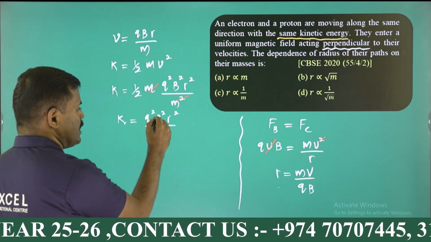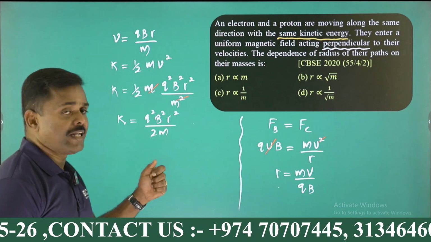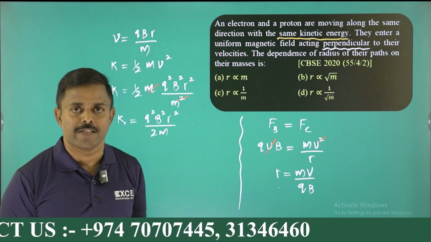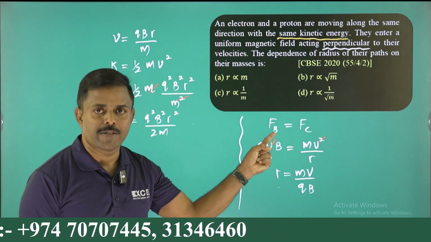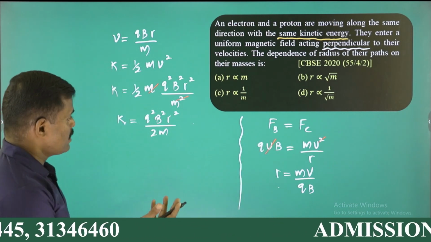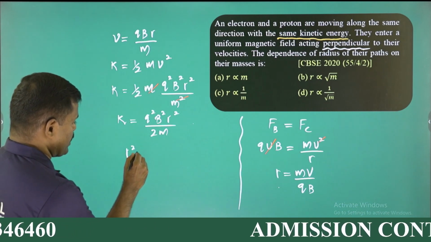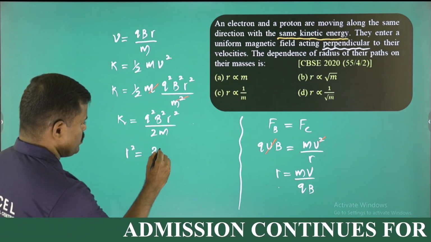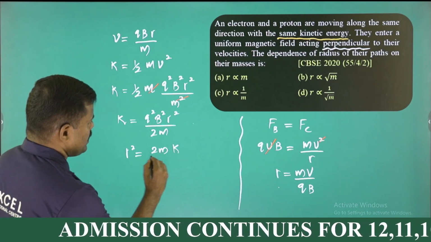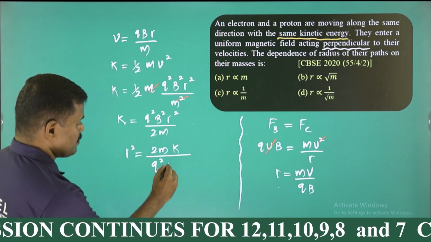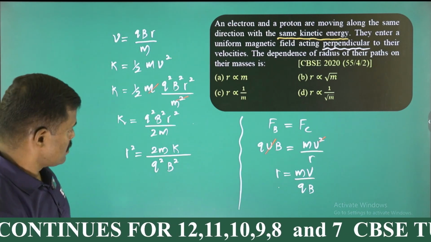In school, you have learned this by heart, but I never suggest you to learn it by heart. Whenever you need it, you formulate it instead. You just have to know this concept, that's it. Alright, so it's easy now. I want to get r square now. I have my kinetic energy involved now. r square is equal to 2mK by q square B square, as 2m comes here, no? Okay?